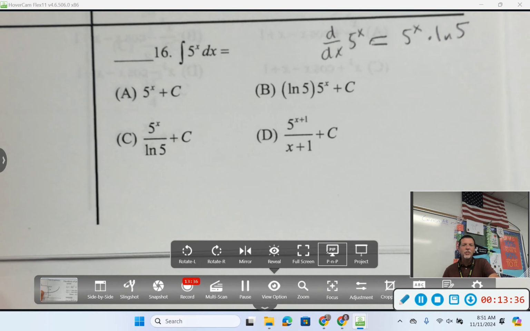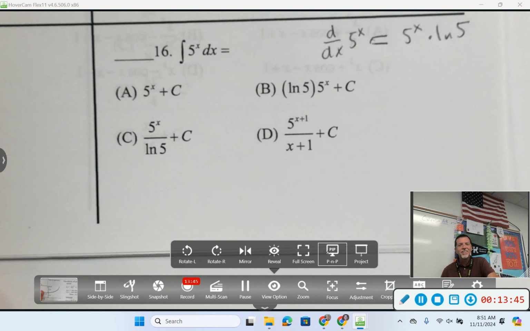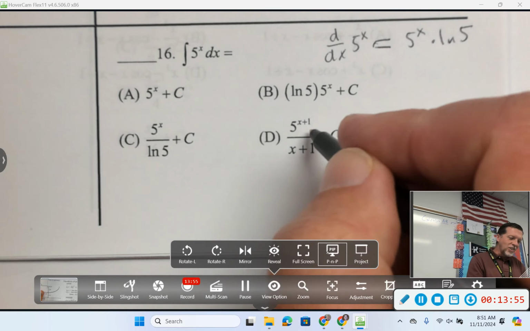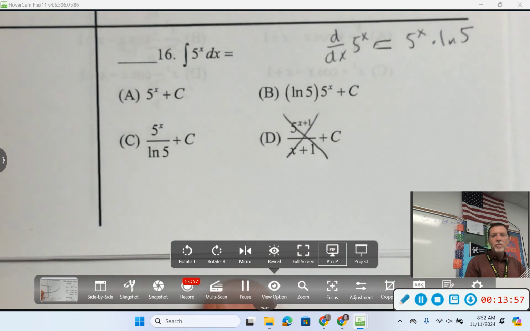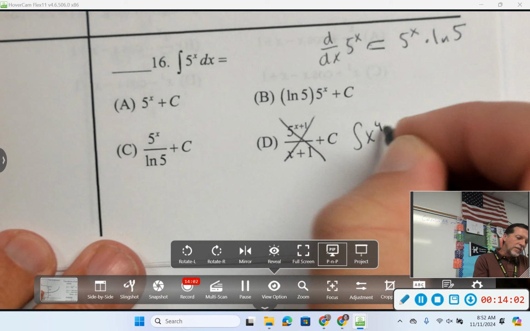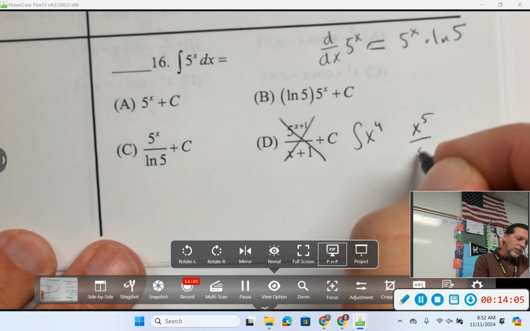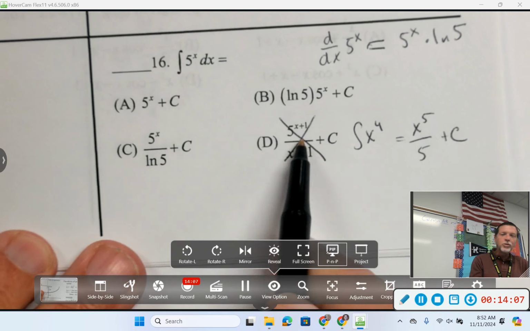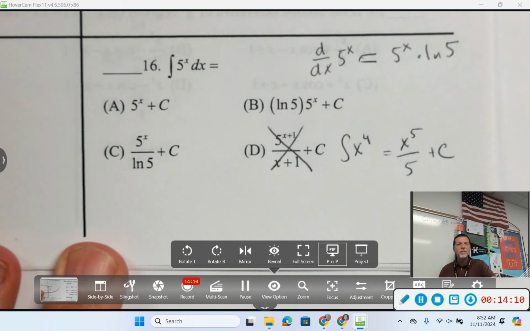So of those answer choices, which one do you think that you could throw out? Somebody throw out one of them. What's it definitely not? Which one? What are you throwing out? D? Yeah, good. Throw out D. That's like trying to use the power rule. But the power rule only works if it's x to a power, right? The antiderivative of x to the 4th is x to the 5th over 5. But you don't do that with 5 to the x. So yeah, D is out.